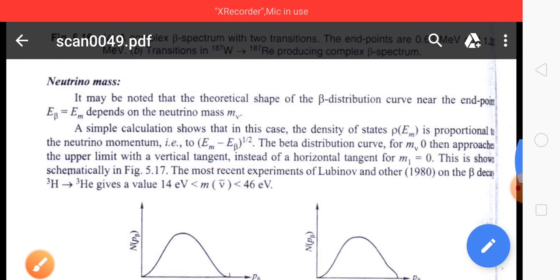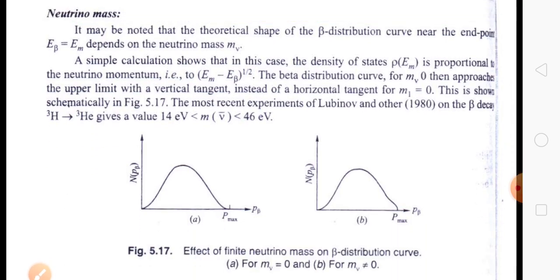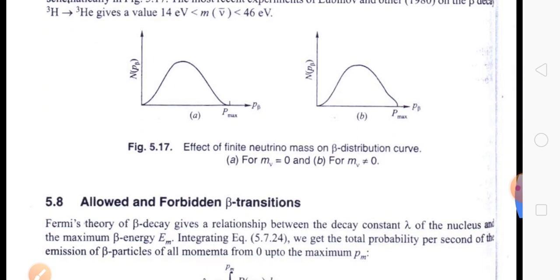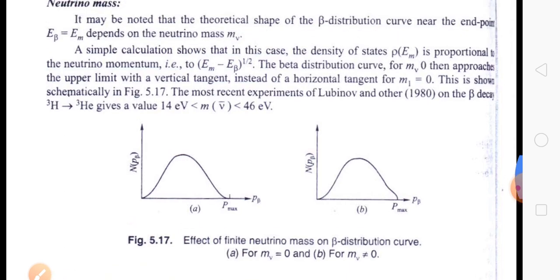They have explained that a simple calculation shows that in this case the density of states is proportional to the neutrino momentum, (Em minus Eb) raised to 1 by 2. The beta distribution curve for nonzero neutrino mass then approaches the upper limit with a vertical tangent instead of a horizontal tangent for zero neutrino mass. This is shown schematically in this figure. I hope up to this it is clear.